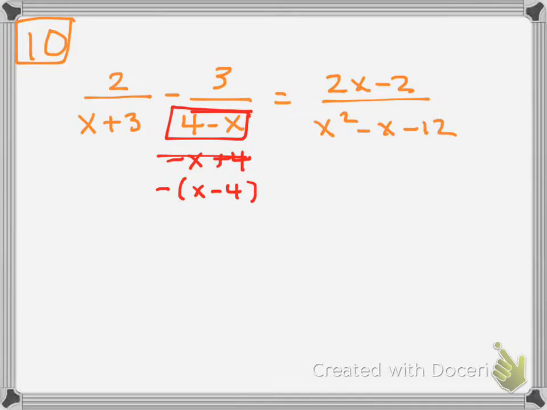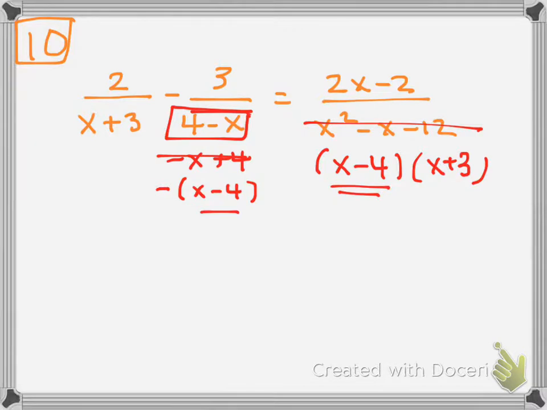Or at least help us simplify our LCD. Because over on the right side we factor this and we get x minus 4 and x plus 3. So this is helpful because we notice that these both have x minus 4s. So we don't need to multiply that by anything extra.